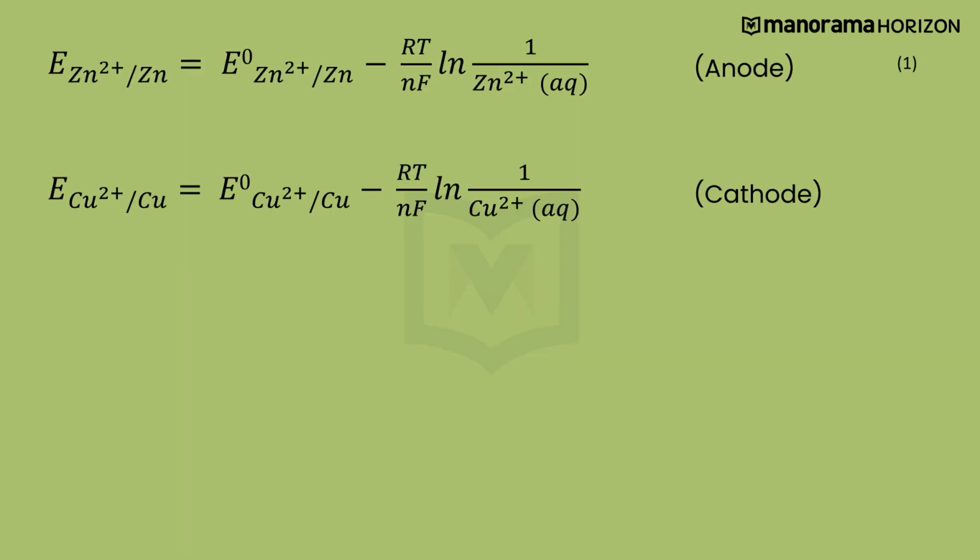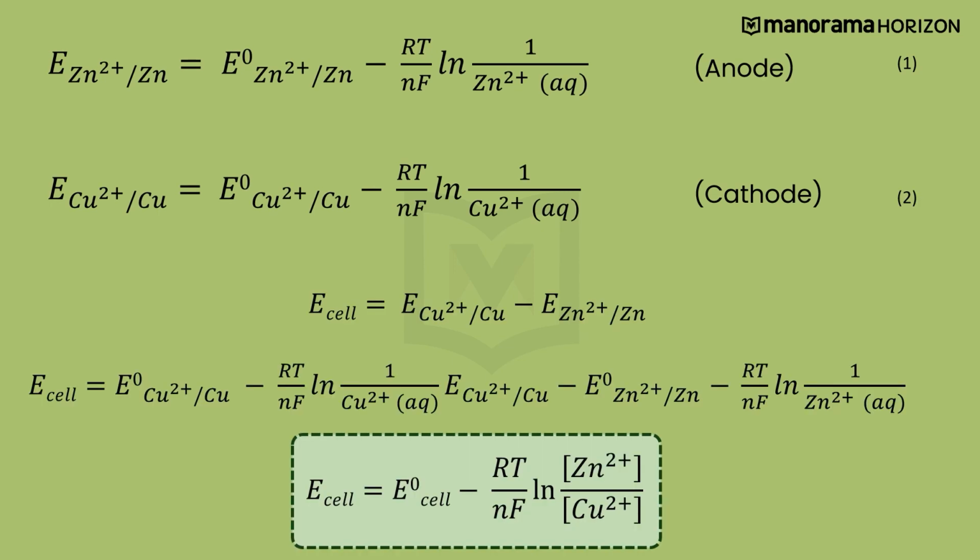If the cell potential for half cells is represented like this, from the equation for the overall reaction, the cell potential of the Daniell cell would be given by equation number 2 minus 1, that is E cell will be equal to E Cu2+|Cu minus E Zn2+|Zn. Expanding and simplifying, you may infer that the E cell depends on the concentration of both copper and zinc ions, and the final expression would be E cell equal to E0 cell minus RT by NF ln [Zn2+] divided by [Cu2+].